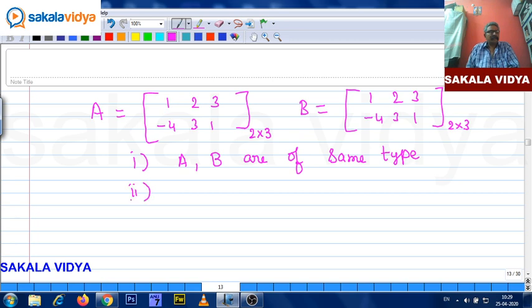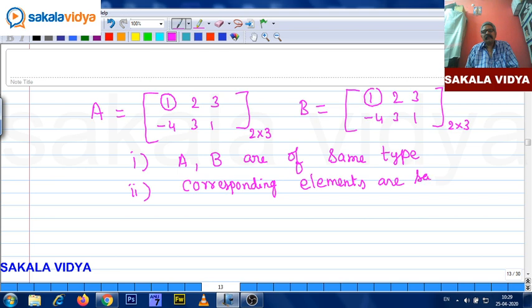Second condition, the corresponding elements. What do corresponding elements mean here? Here 1 corresponds to 1. That means 1 is located in the first row, first column, and here 1 is also located in the first row, first column, same. Similarly 2 and 2, 3 and 3, minus 4 and minus 4, 3 and 3, 1 and 1. So corresponding elements are also same or equal. Therefore, we can say that A is equal to B.